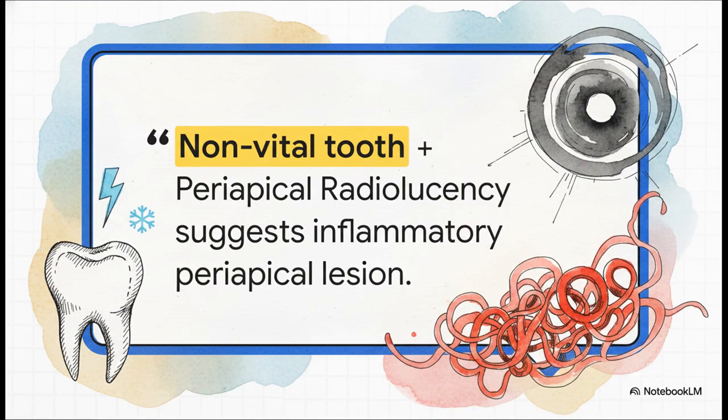Which brings us to this golden, super high-yield diagnostic rule. A non-vital tooth plus a periapical radiolucency heavily points to an inflammatory periapical lesion. Tooth vitality testing is literally the ultimate key here. By applying cold or a mild electric stimulation to the tooth, we check if the nerve inside is actually alive. If the tooth doesn't respond, meaning the pulp is dead, it's necrotic, and you see that dark spot on the X-ray, you can confidently lean toward an inflammatory cause rather than one of those non-inflammatory mimics we just talked about.